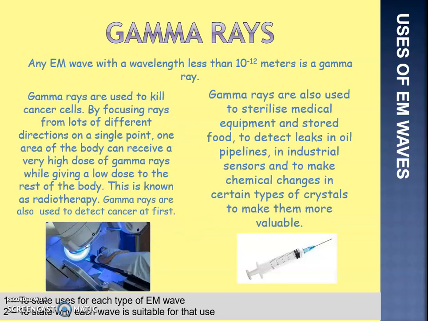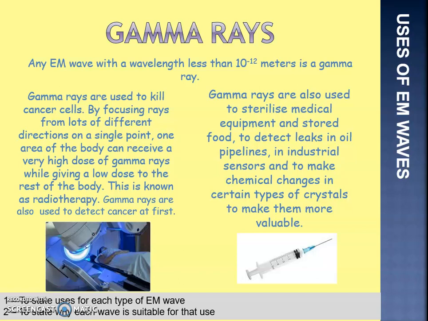Okay, our last type of electromagnetic radiation are gamma rays. Any electromagnetic wave with a wavelength less than 10 to the minus 12 meters is a gamma ray. So they are the shortest wavelength, the highest frequency. This means they carry the most energy. Gamma rays have got so much energy they're used to kill cancer cells.